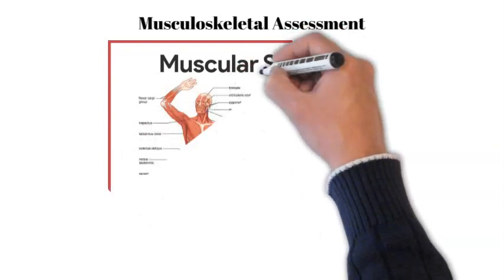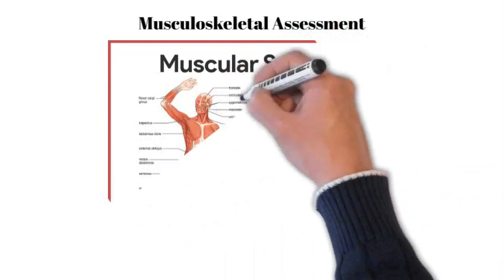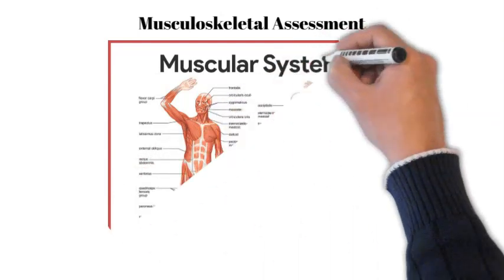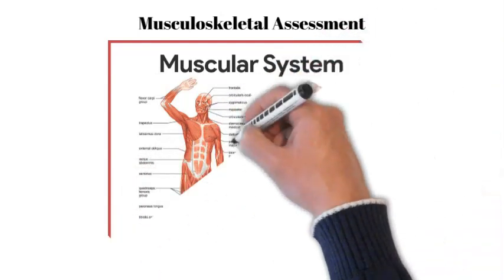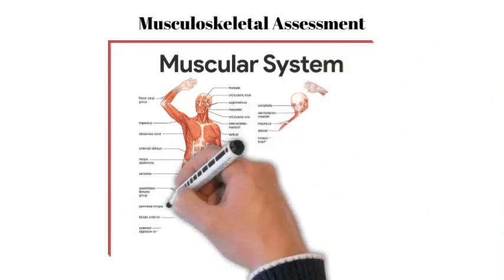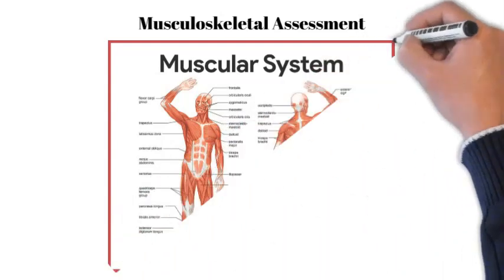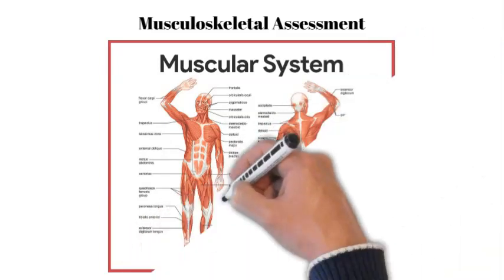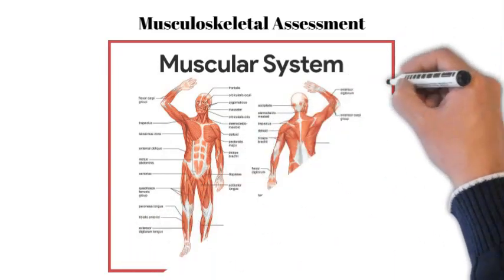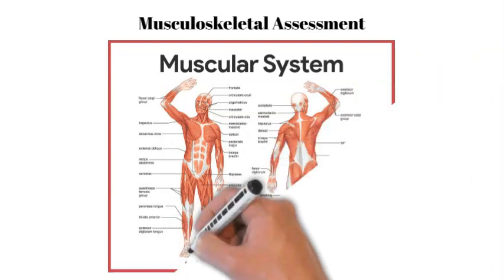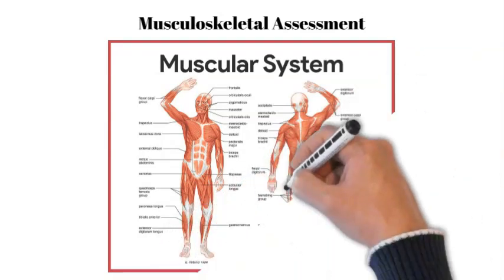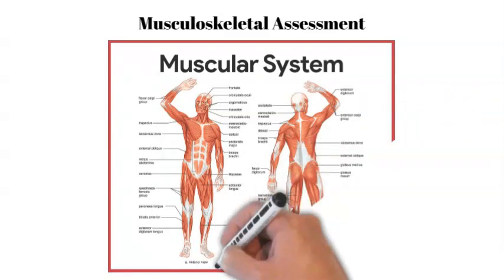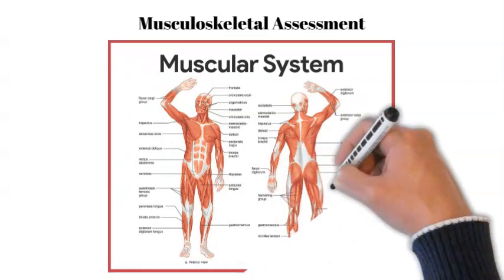Assessment techniques. Inspection, examining the body for any asymmetry, deformities, or muscle atrophy. Palpation, assessing the joints, muscles, and bones for tenderness, warmth, or swelling. Range of motion testing, measuring the amount of movement that a joint can perform. Muscle strength testing, evaluating the power and force that muscles can generate. Joint stability testing, assessing the ability of a joint to maintain its normal position under stress.